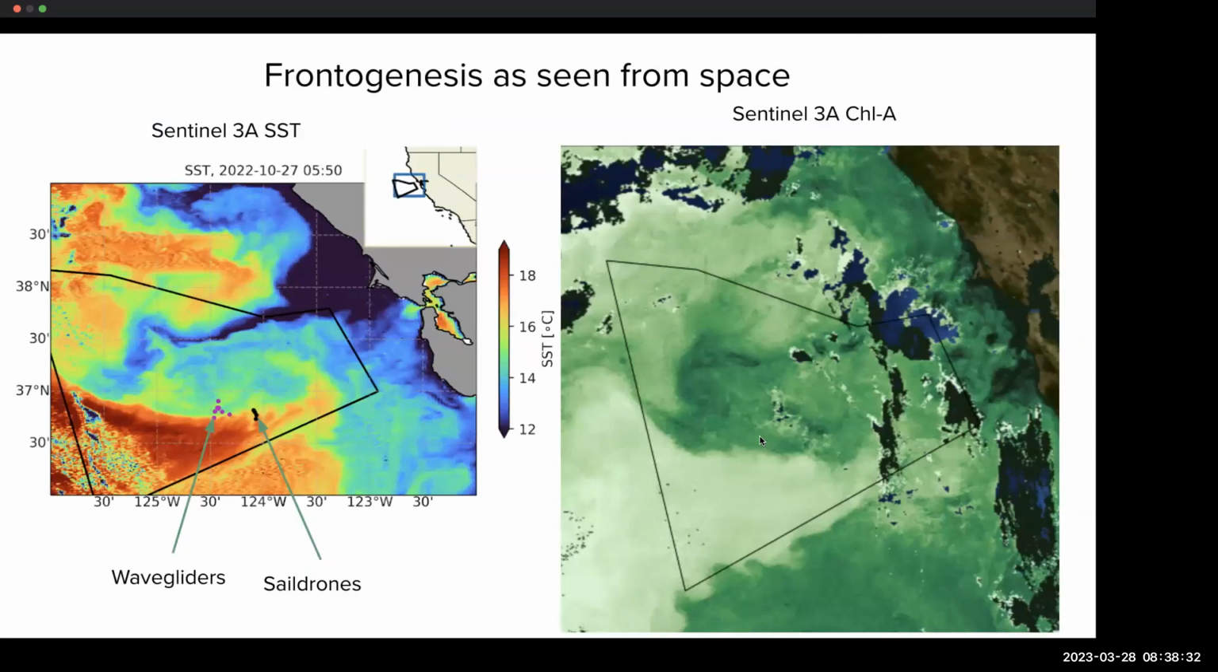But to show you that they're not completely nonsense, I will just give you some basic photography from the S-MODE experiment. We were lucky enough during part of S-MODE to sample a developing ocean front. We had a frontogenesis event over here. We have wave-guided Saildrones there. This is SST from Sentinel and chlorophyll. You can see the signatures there.